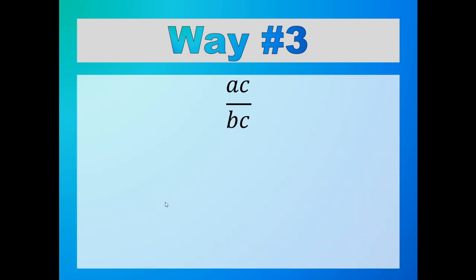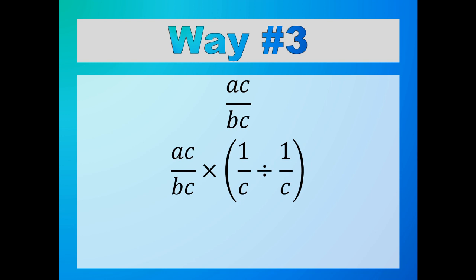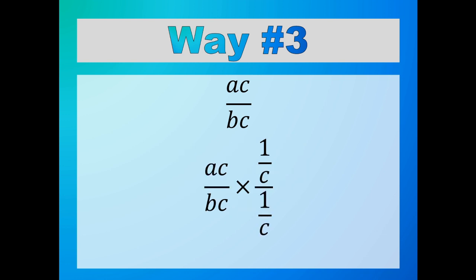Let's now use the same pattern in the previous slide, but let's now use variables to explain the why behind simplifying fractions in a general sense. Let's talk about AC over BC. Now anything times 1 is equal to that anything, so AC over BC times 1 is equal to AC over BC. Now anything divided by that anything is equal to 1, so 1 over C divided by 1 over C is equal to 1. Now let's rewrite this divide sign as so.